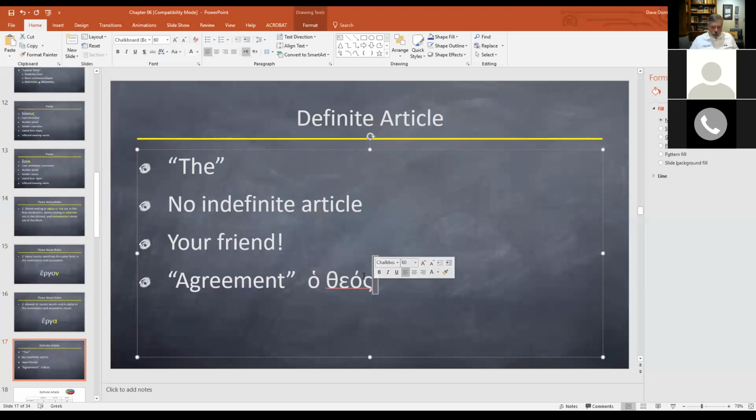For example, in one of our vocabulary words was, I think. Yeah, I think that's it. It might have been like this. I think it would be this.